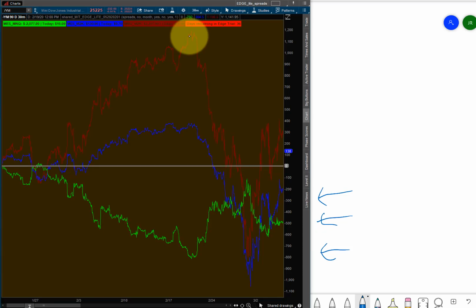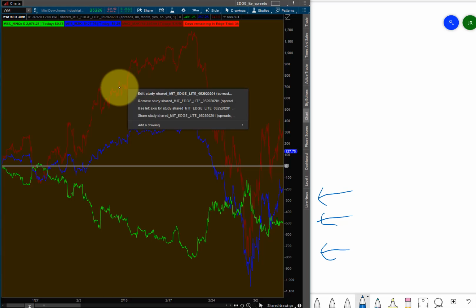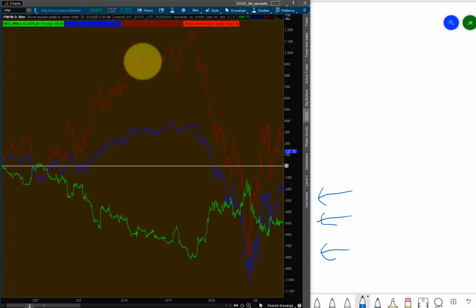If you sell the red at $1,200 up here and you buy it back at $800, you're making $400. Same thing if you sold the red here at 800 and you bought it here at 1,000, you're losing $200. So the Edge tools will tell you exactly what you're risking. But let me keep pressing on with this trade.